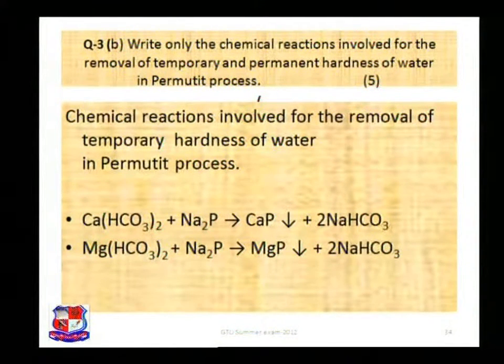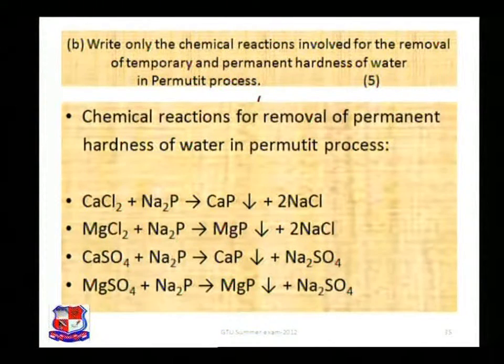You have calcium and magnesium here. In the next 2 reactions we have shown the reactions for the permanent hardness of water, how it can be removed in the permutit process. Again the rule remains same, calcium is going to get replaced by sodium, and then you have the hardness salt, that is the calcium and magnesium, they are retained on the bed of the permutit.